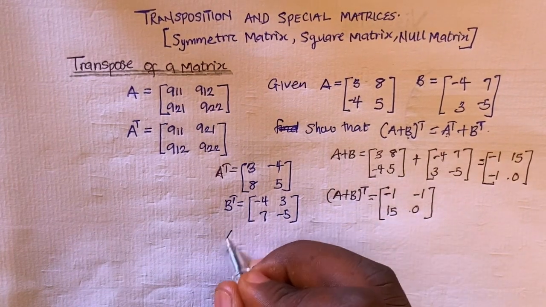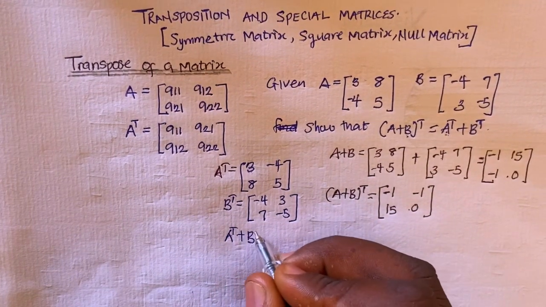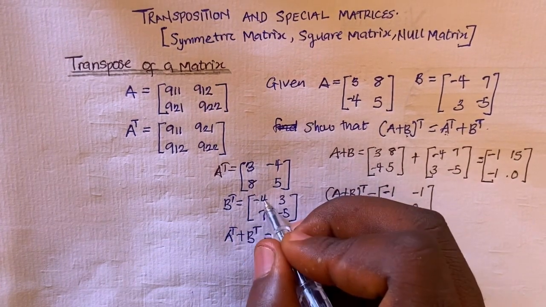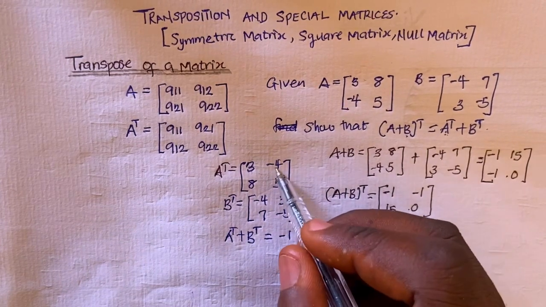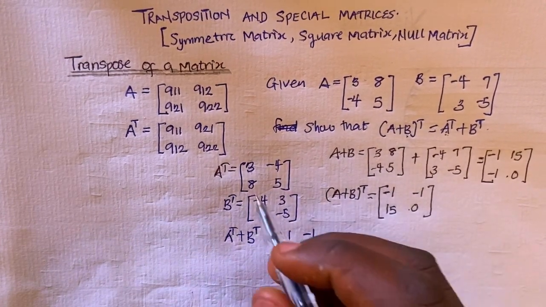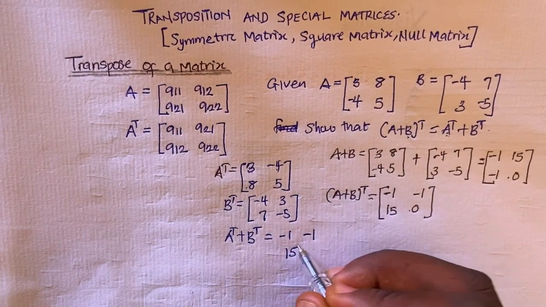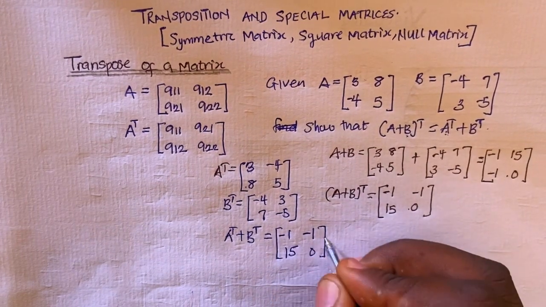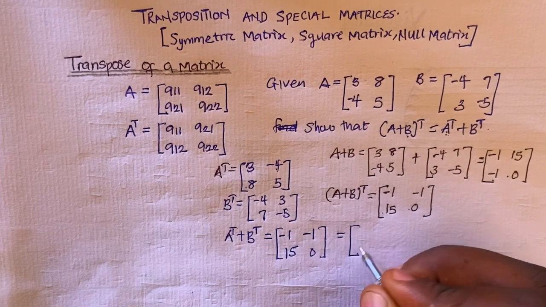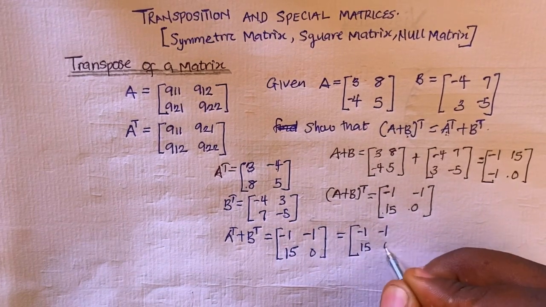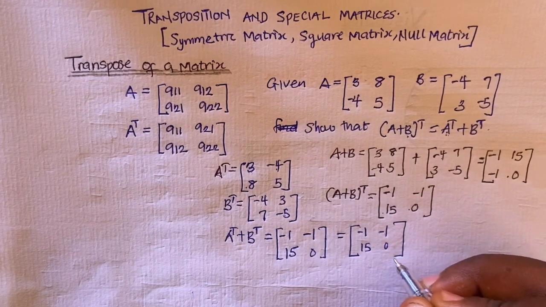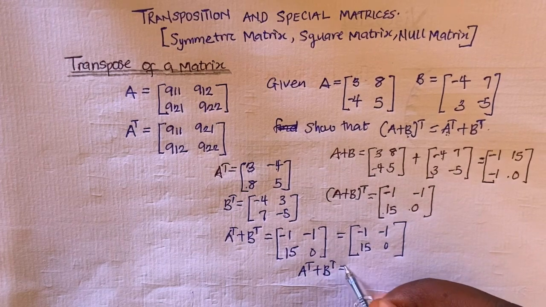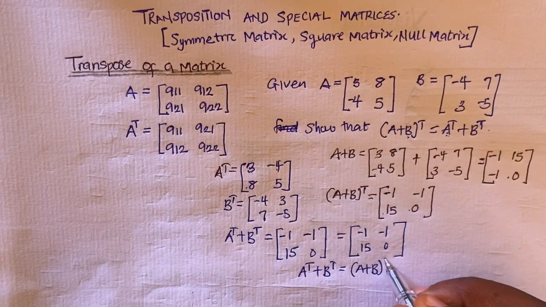Then let me simplify A transpose plus B transpose, which is equal, that will be 3 plus minus 4, which is minus 1. Right? Minus 4 plus 3, that's minus 1 again. 8 plus 7, that's 15. And 5 plus minus 5, that's 0. So it shows us this answer is actually equal to this answer, which is minus 1, 15 and 0. So in this case, I verify that my A transpose plus B transpose is equal to (A plus B) transpose.